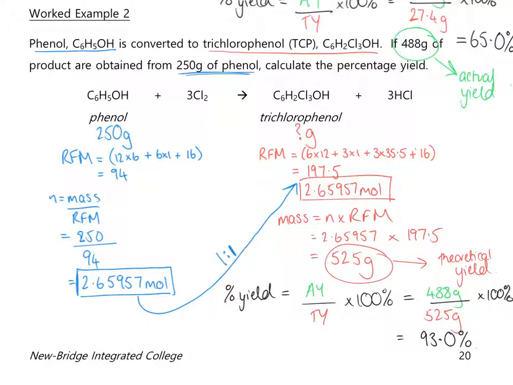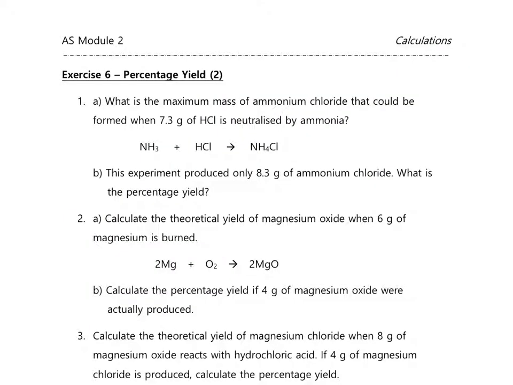So again, we're just doing normal moles calculations to work out our theoretical yield and then putting that into our equation for percentage yield. So it's just about extracting information from the question, making sure that you've got the right mass of your reactants, which value is your actual yield, and so on. Over on the next page is exercise 6, more percentage yield calculations like we've just done so far.